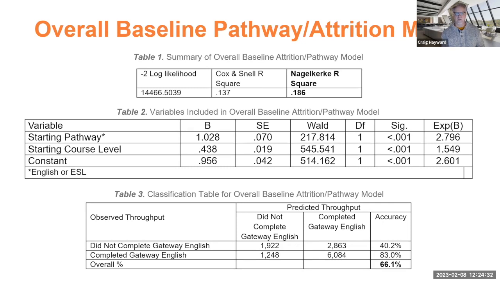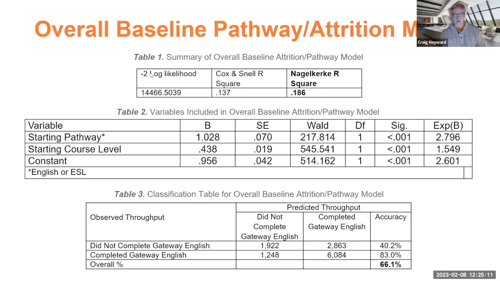onerous really to understand. The first number that we refer to is the Nagelkerke R square, which is in bold up here. And this is a number that's going to tell us the percentage of the variability among students achieving throughput that's explained by the model. So in this case, 18.6% of the variability in throughput. That's a fairly strong model for educational research, for social sciences. And this is based on simply knowing the student's starting pathway and their starting course level.